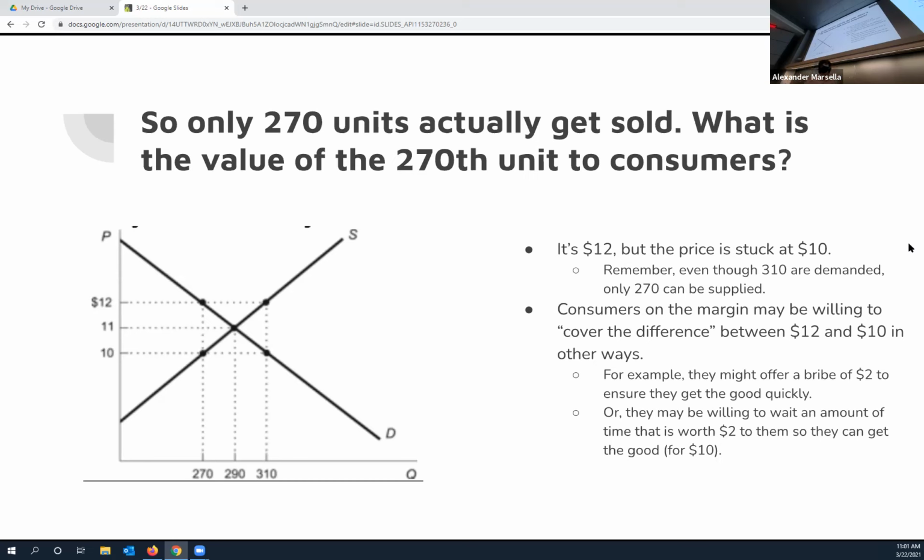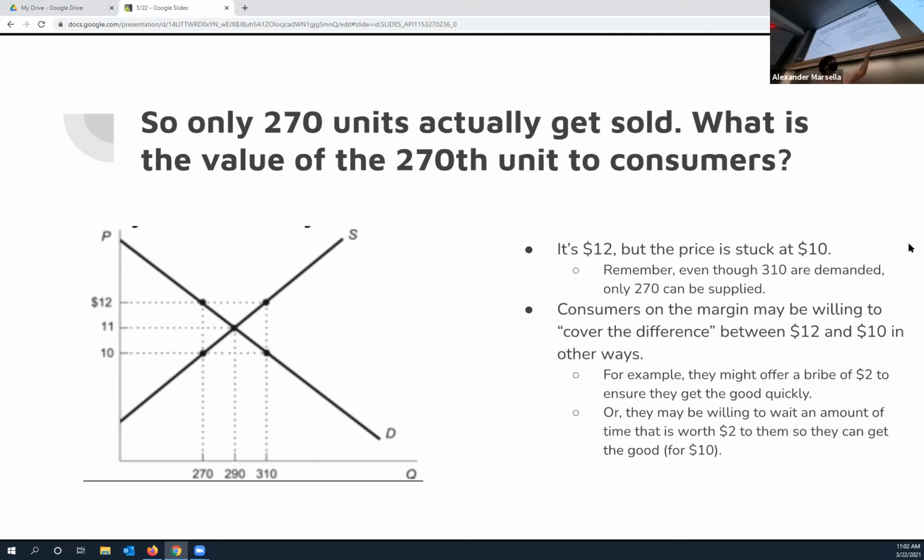Now, that's kind of a weird concept. So let's think about that again real quick. Ultimately, 270 units of this good are being put on the shelf. That's because at a price ceiling of $10, that's the most suppliers are willing to sell. But if we were charging $12, that's as much as buyers would be willing to buy. So theoretically, buyers value the 270th unit at $12. Because if we set the price to $12, buyers would buy 270 units.